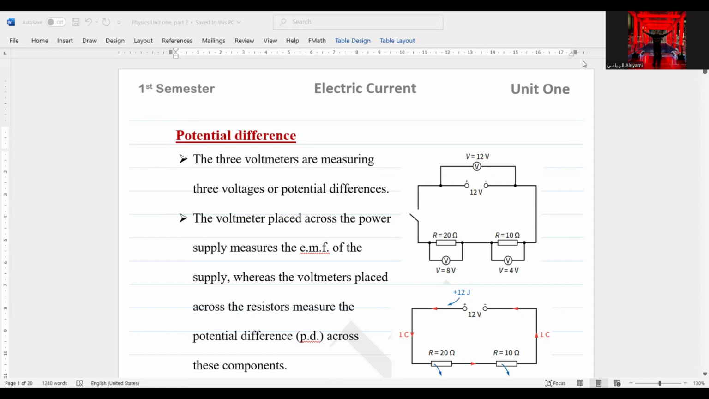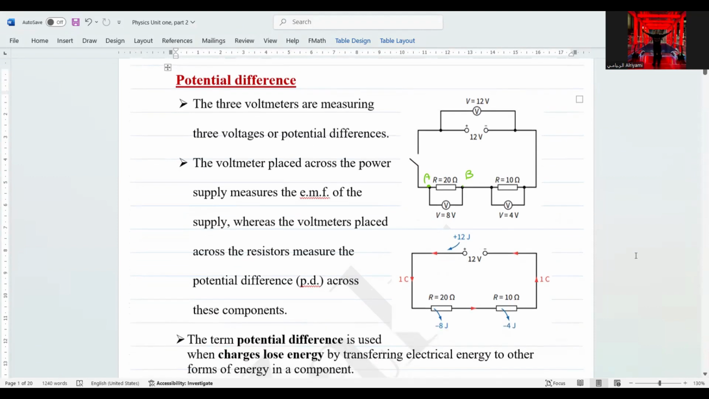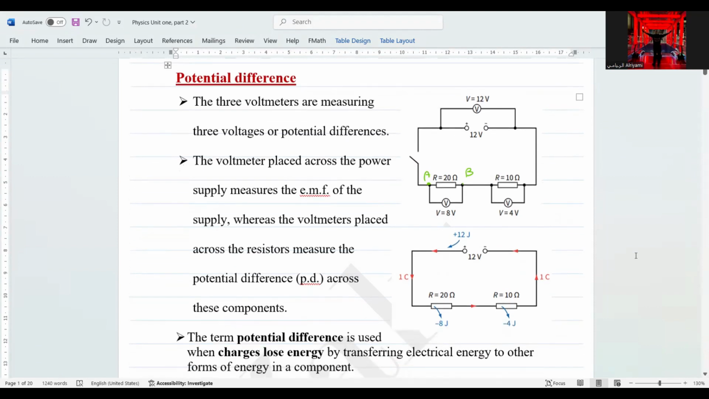Potential difference. What is the potential difference? Okay, you can see here this circuit in front of you. So what can we say the potential difference between 2 points, like this point, point A, and this point, point B? It is the energy transferred per unit charge. So the energy transferred from A to B per unit charge.